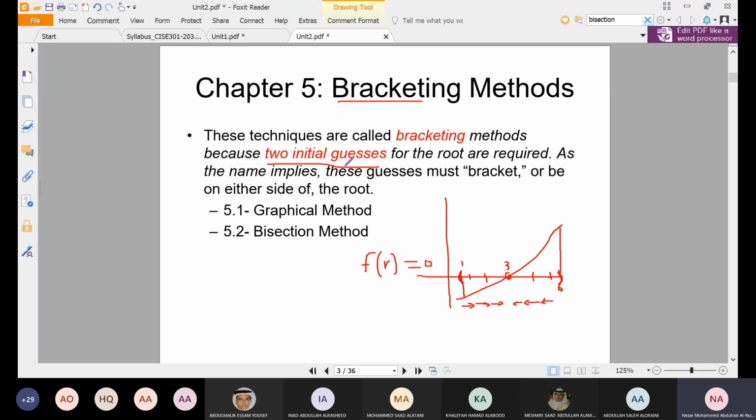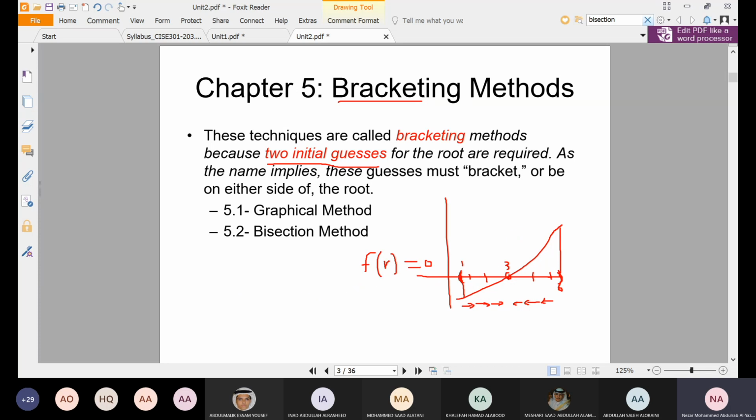From this, we call this bracketing because we have 2 initial guesses, and after that we bracket this guess, and then we estimate or find the value of these roots. Sometimes we have more than 1 root, multiple roots, depending on the function. So the name comes from this.